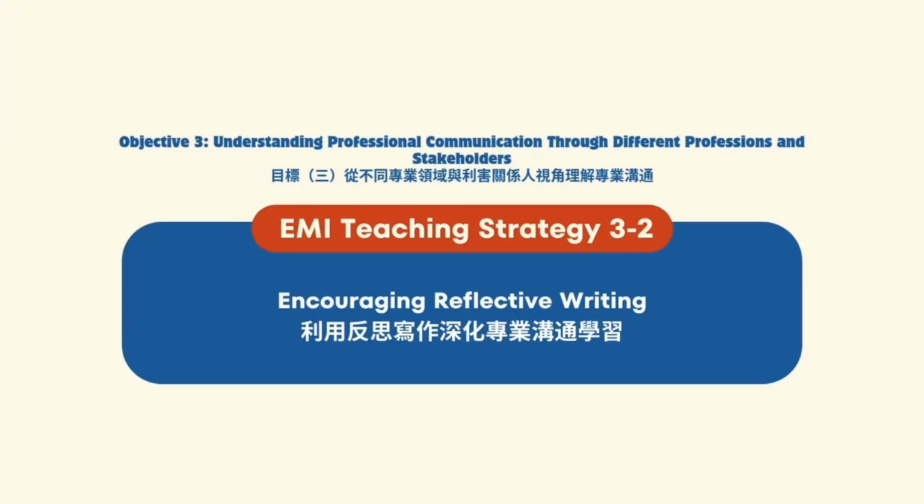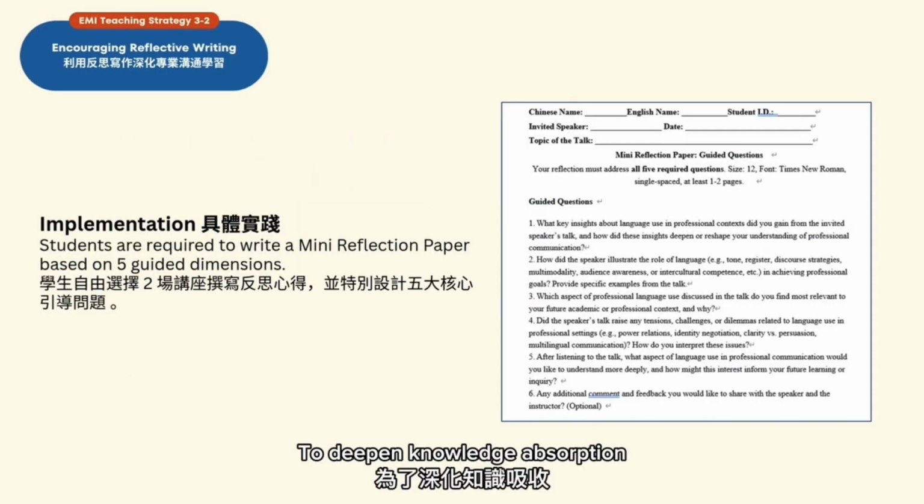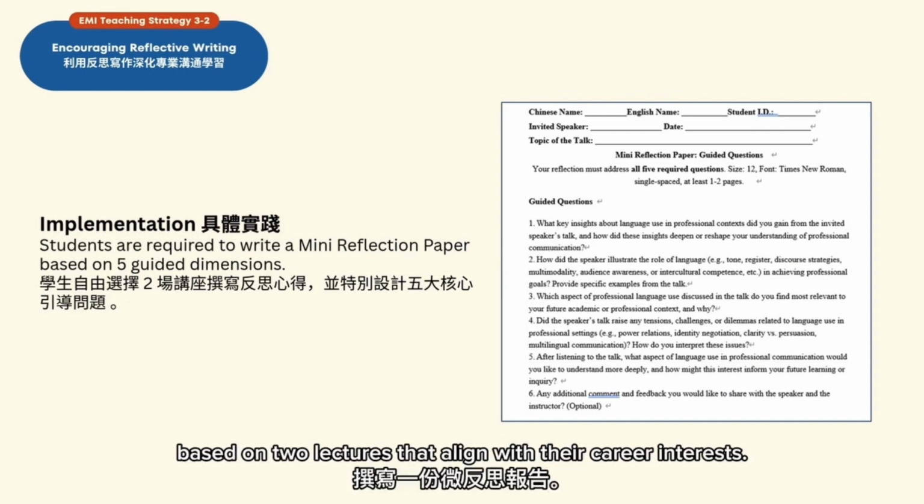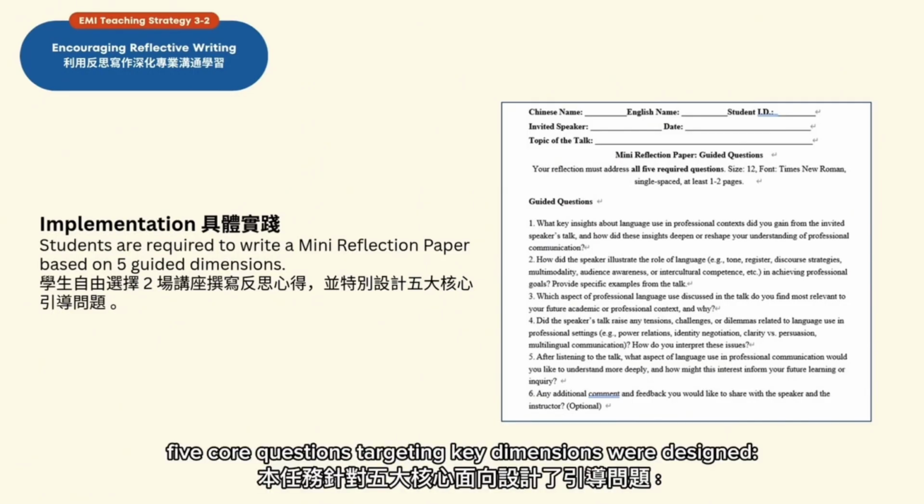EMI Teaching Strategy 322: Encouraging reflective writing. Deepen knowledge absorption and promote active learning. Students complete a mini reflection paper based on 2 lectures that align with their career interests. To guide them, 5 core questions targeting key dimensions were designed.